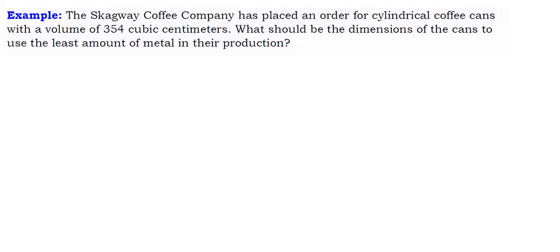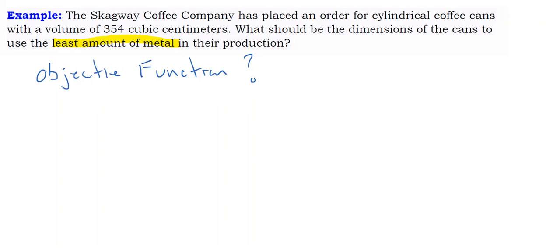So the first thing that you want to do with an optimization problem is determine what your objective function is going to be. The objective function is always that which we want to maximize or minimize. So what is it exactly that we want to maximize or minimize? Well, it tells us what should be the dimensions of the can for the least amount of metal. So if you think about it, that is going to be what we call surface area.